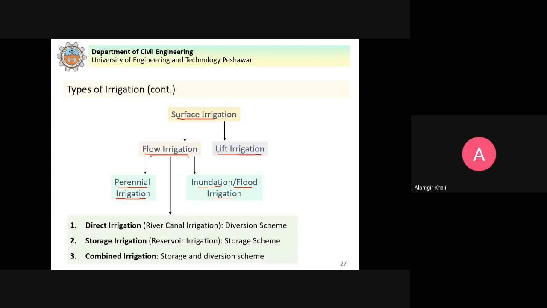And this flow irrigation can be direct irrigation, that is, from the river we divert the water through a canal, so we have a diversion scheme. Or we have storage irrigation, where we construct a dam and store the water, so that is the storage scheme. Or it can be a combination of both storage and diversion scheme. So when we have a flow irrigation system, it can be either a diversion scheme, a storage scheme, or a combination of both.